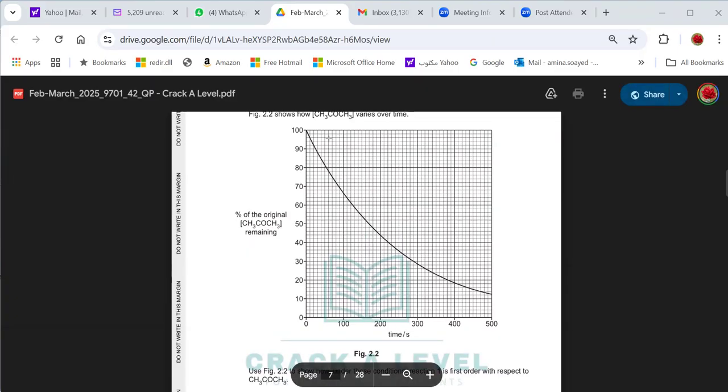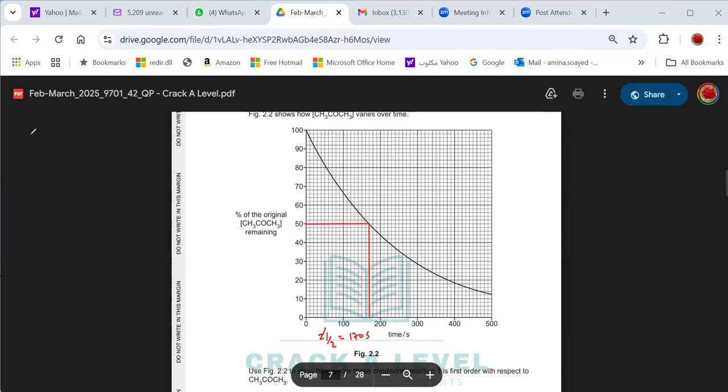If we get a straight line, which we don't have here, then this means that it is zero order. But if the half-life times double each other, this means that it is second order. So to measure the half-life time here, we go from 100 to 50. And so we will draw a line from the 50 until we meet the curve here, and then go down. And we will see that the first half-life time is 170 seconds.